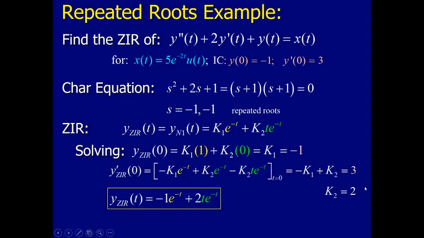So again, all that changed in our whole process was the initial assumption we made about the shape of the natural response due to these repeated roots. The rest of the method carried on the same.